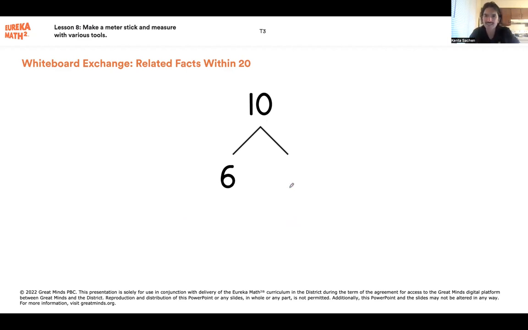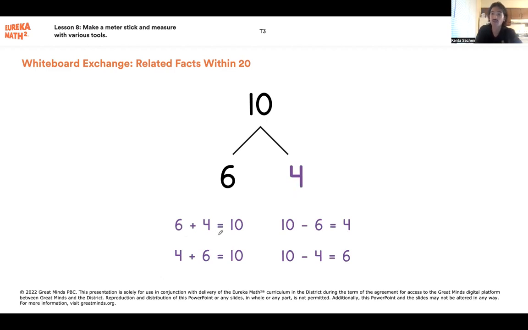Great. How about with 6, right? Maybe you can hold up 6 fingers and see how many more fingers you need to get to 10. Raise your hand if you have an answer. Great, loving all the hands. So 10 equals 6 plus what? Everyone? Love it. 4. Great. So we can say 6 plus 4 equals 10, or 10 minus 6 equals 4. Great, let's keep going. 4 plus 6 equals 10, and 10 minus 4 equals 6.